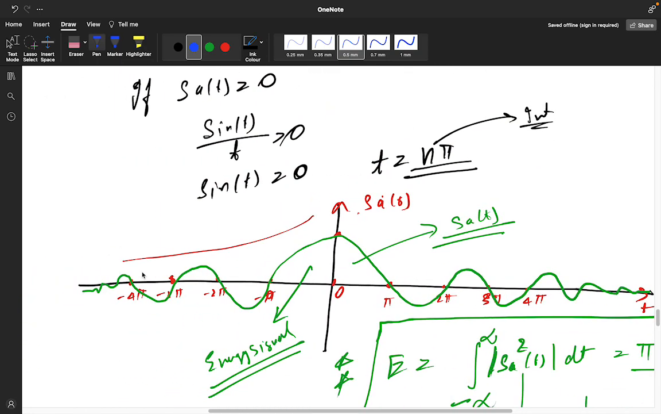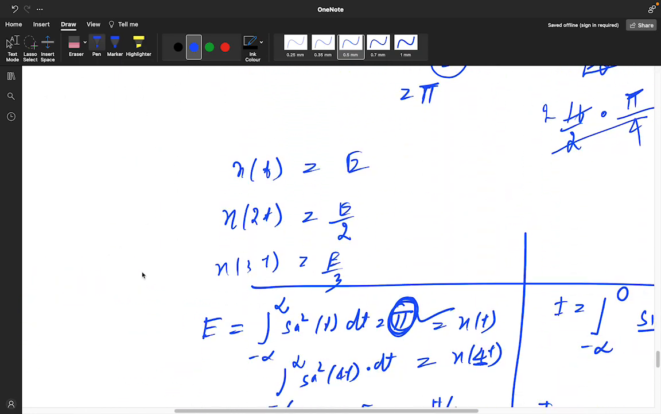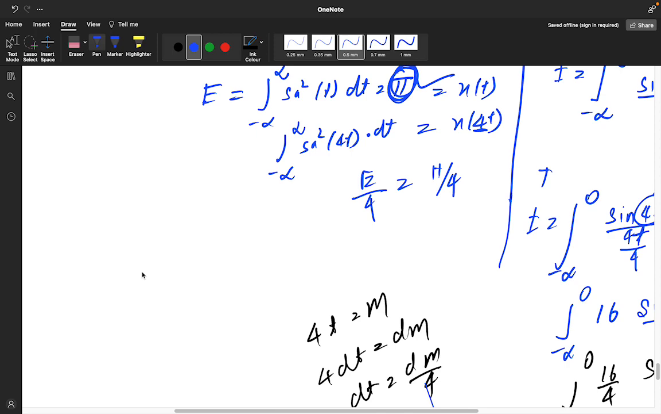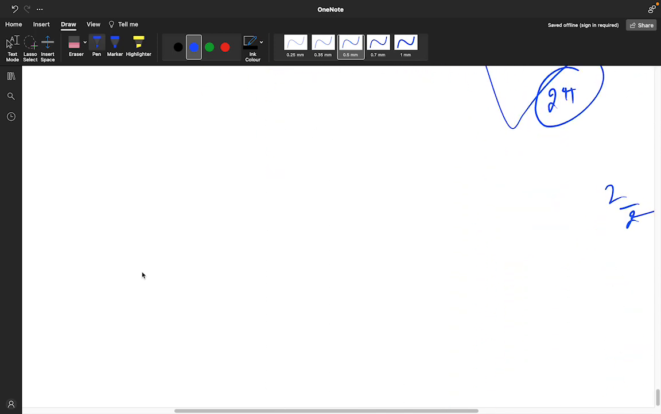So this is your sampling signal. And there is another signal that is known as the sinc signal. Sinc is like a sampling signal only. Sinc function.